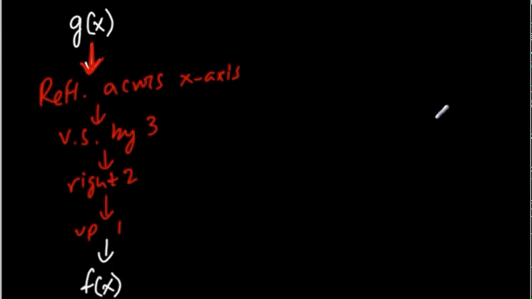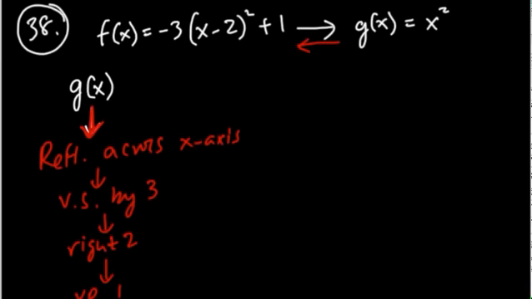Now, but the question asked for the exact opposite. The question said, how do we go from f of x to g? So if we're trying to go from f of x to g, then let me just draw this in green. So in other words, this is the way that we're trying to go.